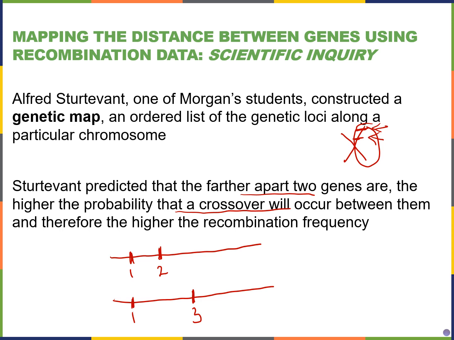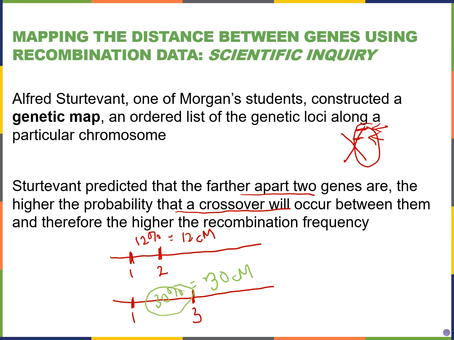The closer they are together, the less likely they're going to recombine. So maybe the recombination frequency between 1 and 2 is, let's say, 12%. That means they're 12 centimorgans apart, whereas let's say 1 and 3 is like 30% recombination frequency. So that's 30 centimorgans apart. The greater distance shows you how much more likely they're going to recombine.